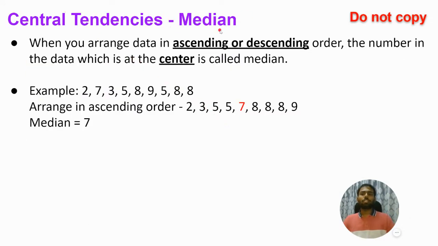Then we had seen median. What is median? When you arrange your data in ascending or descending order, the number which is at the center is called median. So if you take the same data and arrange it in ascending order, which number is at the center? 7, right? Left 4 numbers, right 4 numbers. Does it take into account all the numbers? The answer is no. Whether this 9 becomes 9000 or 900, it doesn't matter.